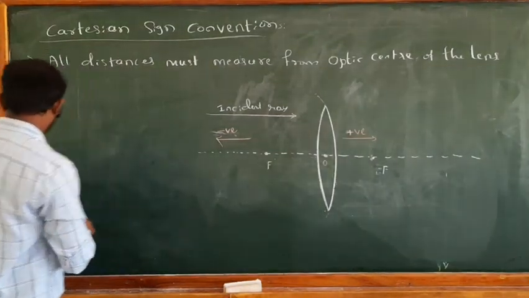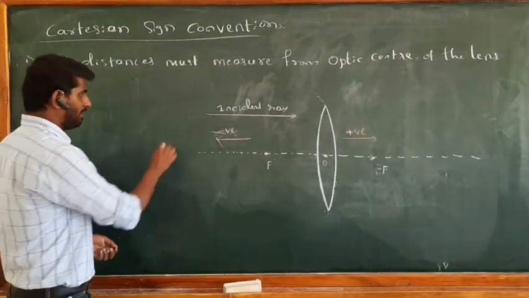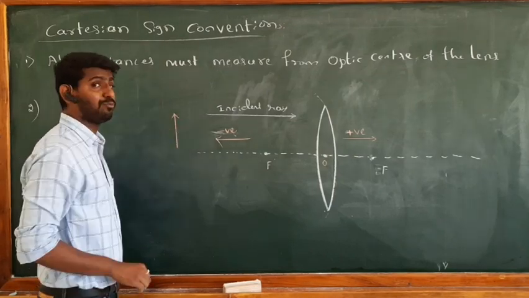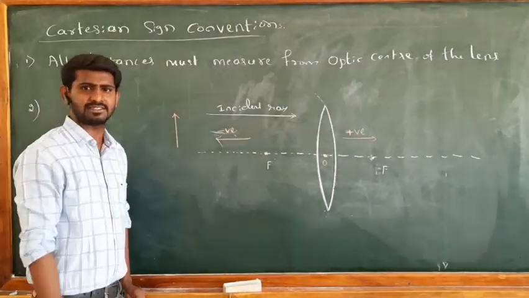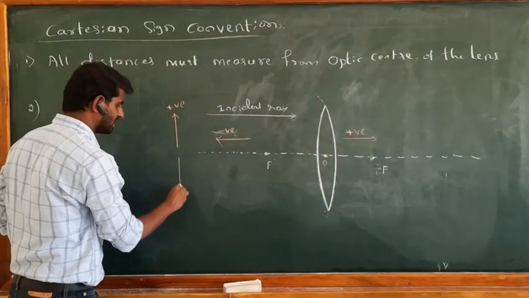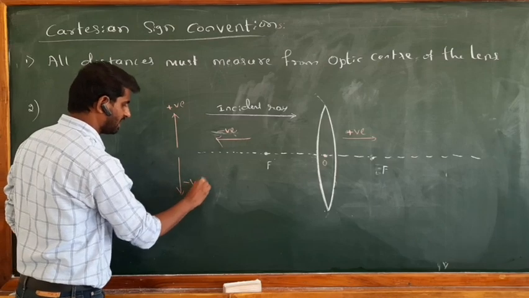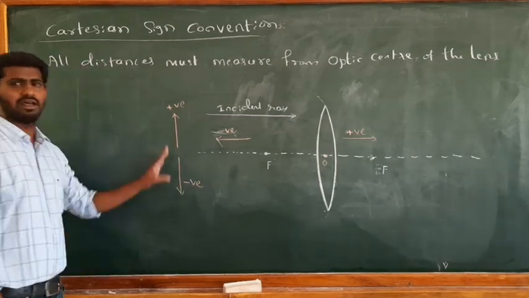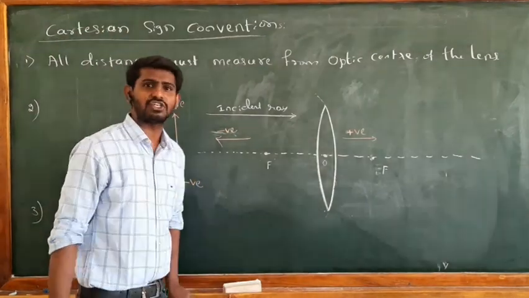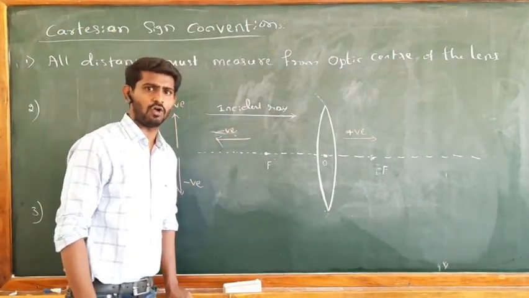Then the third rule: if our direction of measurement is in the upward direction perpendicular to the principal axis, we should take them as positive, and the downward distances perpendicular to the principal axis, we should take them as negative. So these are three simple rules as Cartesian sign conventions.